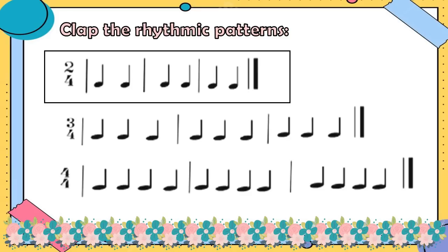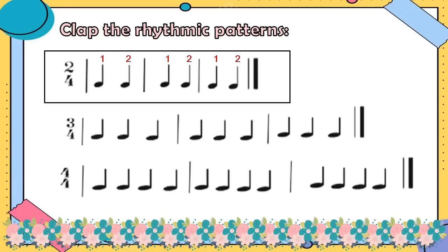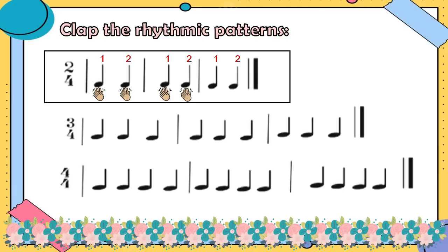Let's count. 1, 2. Next measure, 1, 2. And the last measure has also 2 quarter notes. 1, 2. That is why the time signature is 2-4, because in every measure, there are 2 beats. Now, clap the following measures. 1, 2, 1, 2, 1, 2.